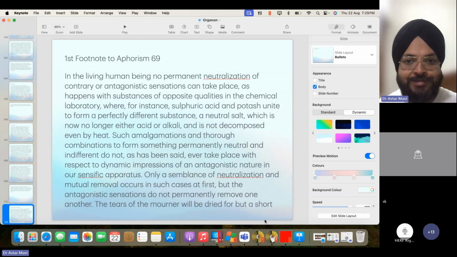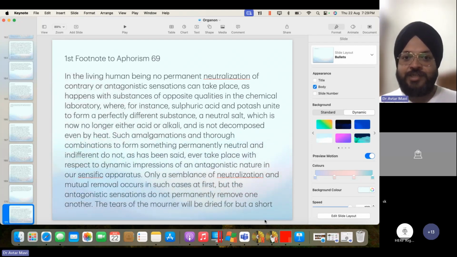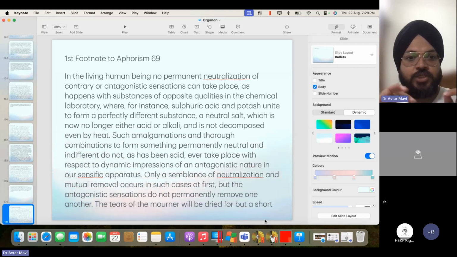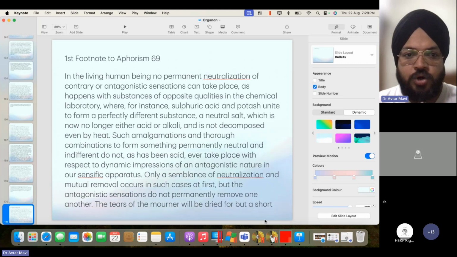So in a laboratory setting, it is okay. Like for example, sulfuric acid and potash, they unite to form a perfectly different substance, which is a neutral salt. But if you are trying to do the same thing with the acid in the stomach, you have to understand that the gastric juice or the gastric mucosa, it will keep on making that thing, because there is constant information coming from above to the gastric mucosa to keep producing that thing again and again, which is now no longer either acid or alkaline and is not decomposed even by heat.